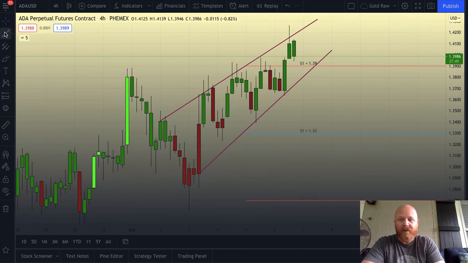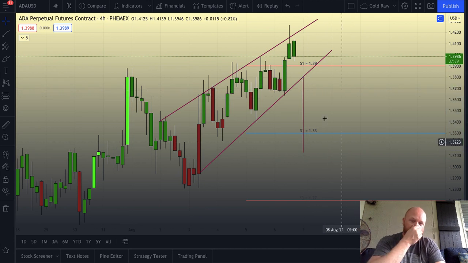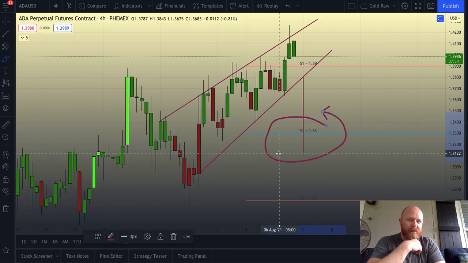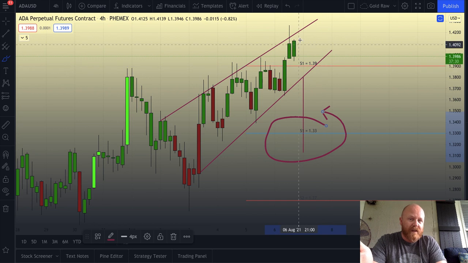Where would it break to? Well, let's just draw a base. We don't know where it's going to fall from, but potentially there. You do have some hard support right here at $1.33. Something to keep in mind. And again, it doesn't have to fall. It's tied to what Bitcoin does, right? But you can see what it's doing here.